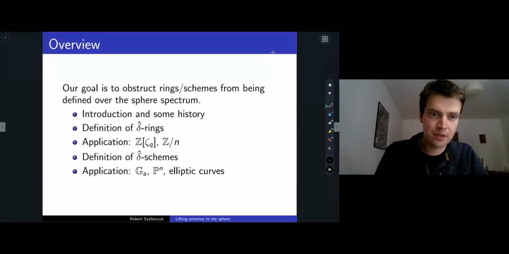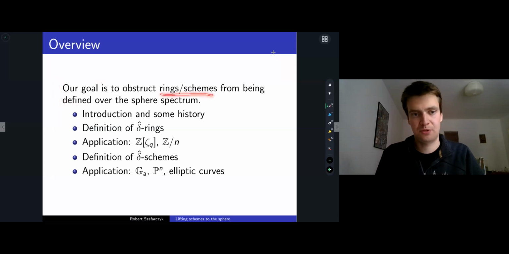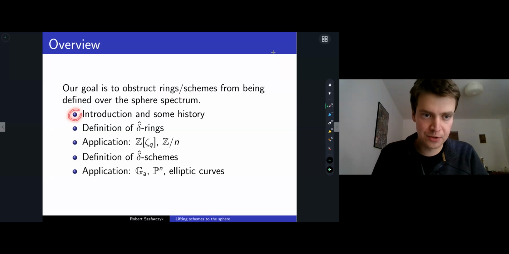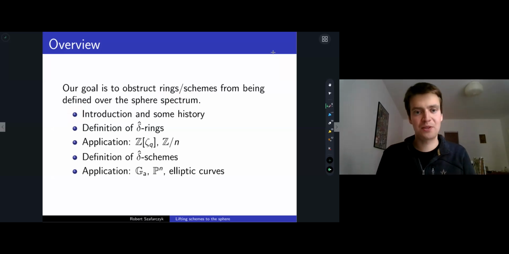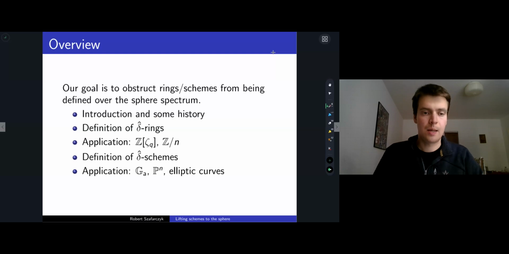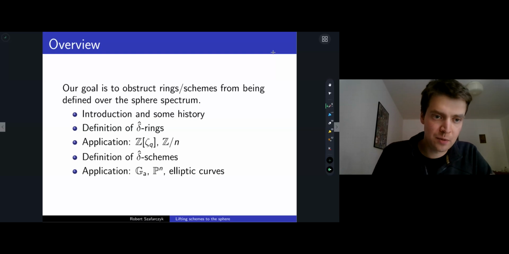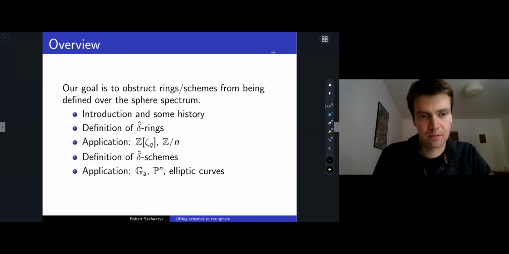So the general goal is to obstruct rings or schemes from being defined over the sphere spectrum. The first thing I'll do is tell you what it means, and also tell you some approaches in the literature for obstructing this. And then what I will focus on is a different approach using what are called delta hat rings.